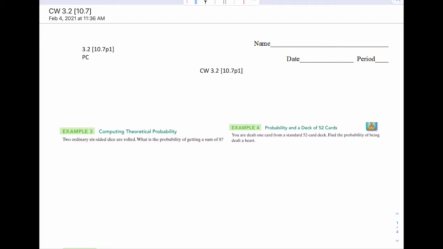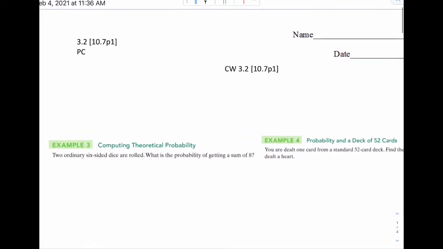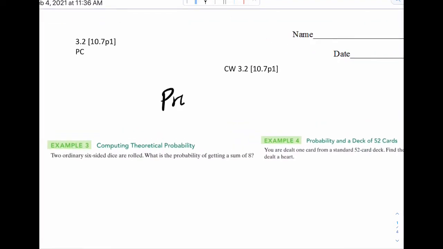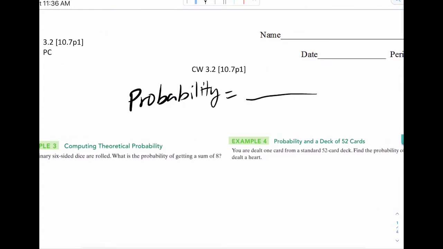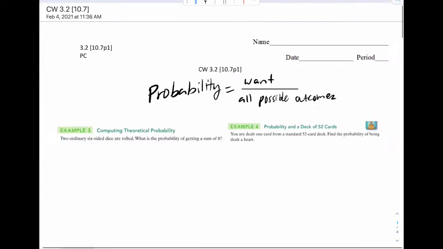Welcome to CW 3.2. Today we'll be talking about probability. So there's not much to write down here. The main thing for probability would be this. It's a fraction. You have what you want on the numerator, and then your denominator is all possible outcomes. And that's really all you need to do these problems.